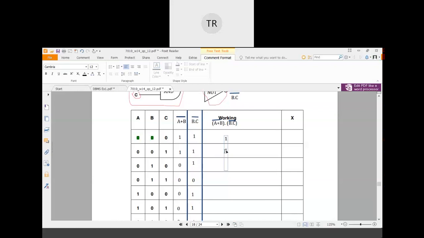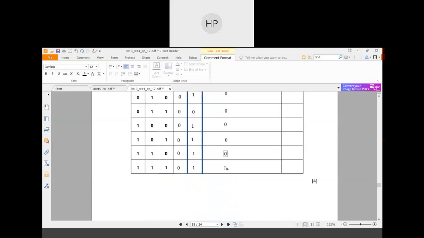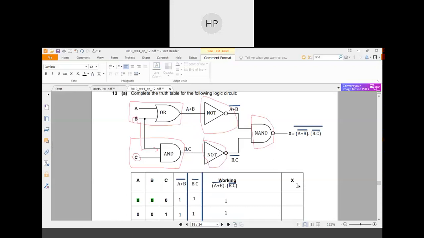Go ahead. 1. That also 1. 1 into 1, yes, 1. 1 into 1, 1. Then third row: 0 into 1, 0. 0. 0 into 1, 0, yes. Fourth row: 0 into 1, 0. 0, yes. Fifth row: 0 into 1, 0. 0. Sixth row: 0 into 1, 0. 0. Seventh row: 0. 0. And the last row also 0. 0.